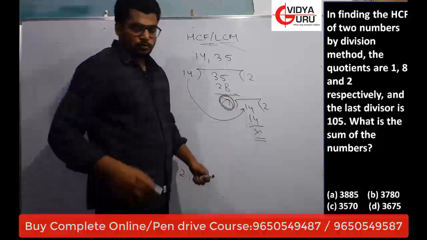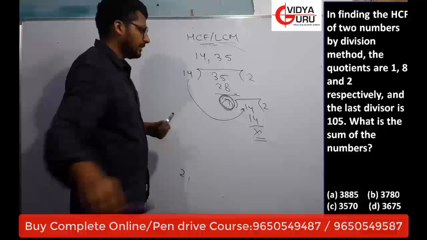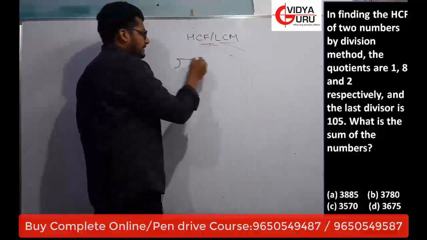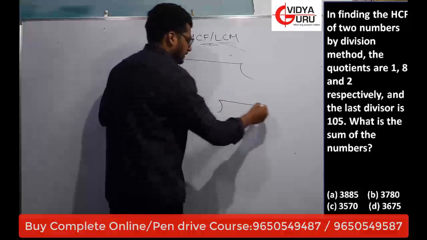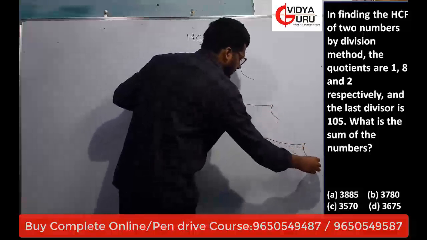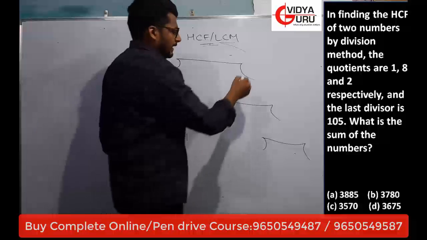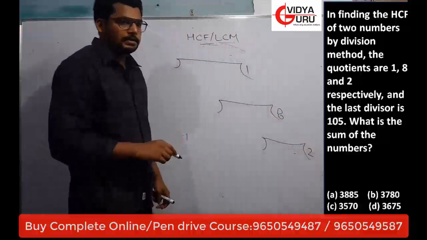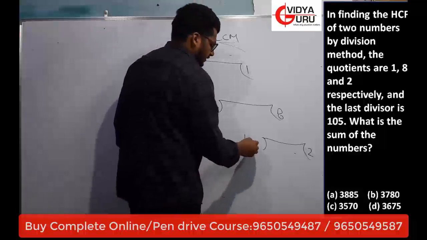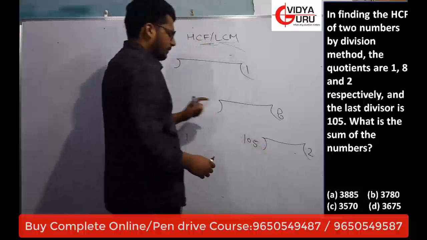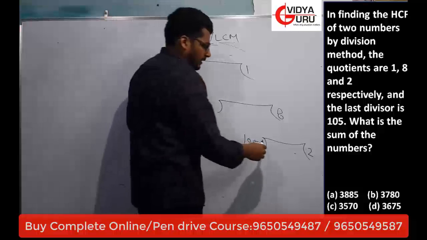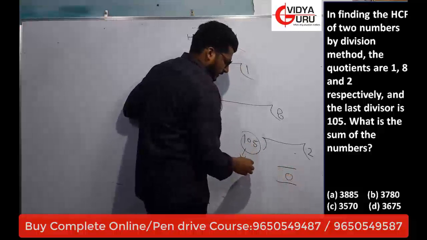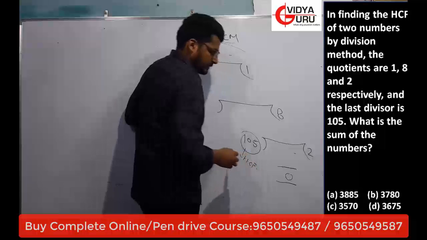The HCF is 7. So in this question, it is said that on finding the HCF by the division method, the 3 quotients were 1, 8 and 2, and the last divisor was 105. So if I apply, the remainder here will be 0 because this is the last divisor. This will be the HCF.